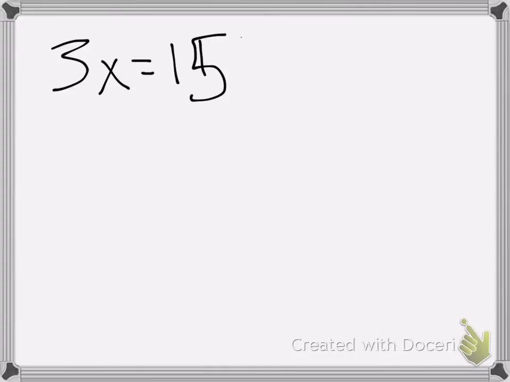So we've got 3x right next to each other. When a number, a coefficient, and a variable are right next to each other, like what we have on this side, there's multiplication going on between them. Okay? Alright, so what am I trying to get all by itself? I'm trying to get x all by itself. So whatever's on that side with x, I need to get rid of.